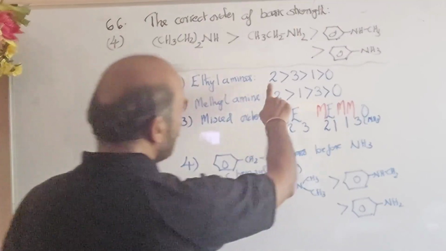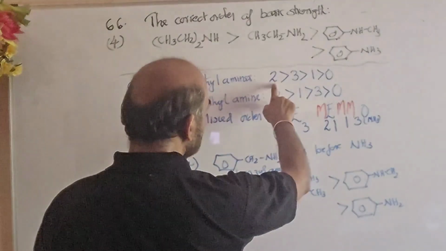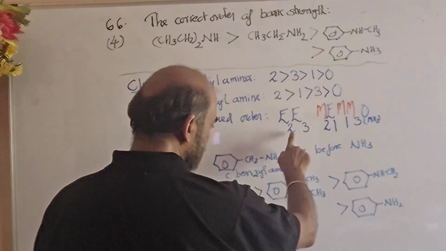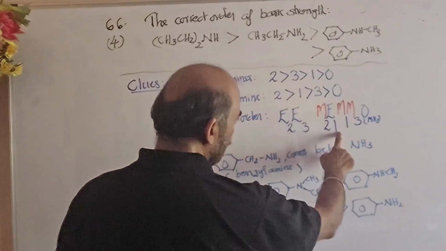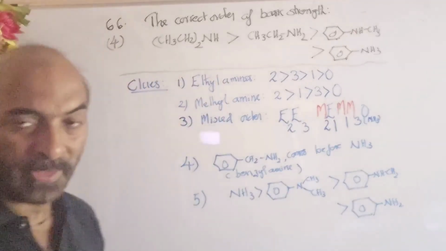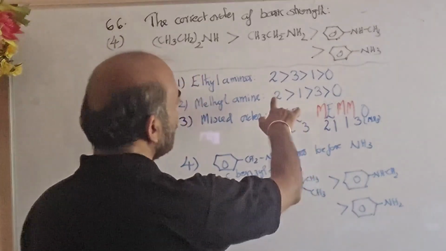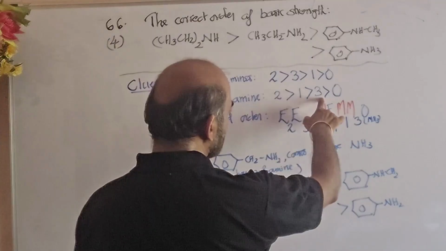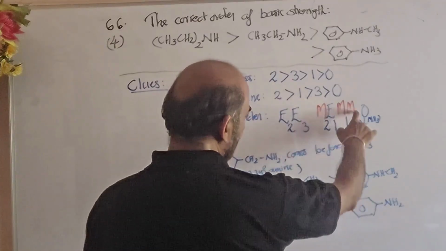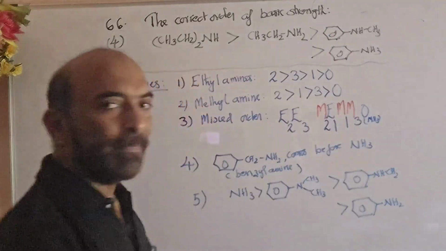Now, this is the order. For E, it is 2, 3, 1. You write subscript 2, 3, and 1 for E in the same order. Got that? Now write for M: 2, 1, 3 is the order. So first M is 2, second M is 1, third M is 3. Now you have a mixed order.